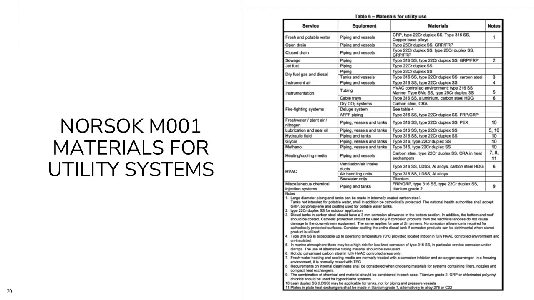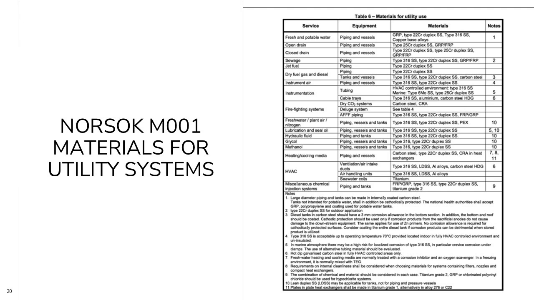Sewage systems require Type 316 stainless steel or duplex grades, and jet fuel lines rely on Type 22 CR duplex stainless steel. Tanks for dry fuel gas and diesel should be carbon steel or Type 316 stainless steel, whereas instrumentation uses marine-grade alloys like 6MO and duplex stainless steel. Firefighting systems employ carbon steel for deluge piping and CRA for AFFF systems. Freshwater, lubrication, hydraulic fluids, and methanol applications primarily use Type 316 stainless steel and duplex grades.